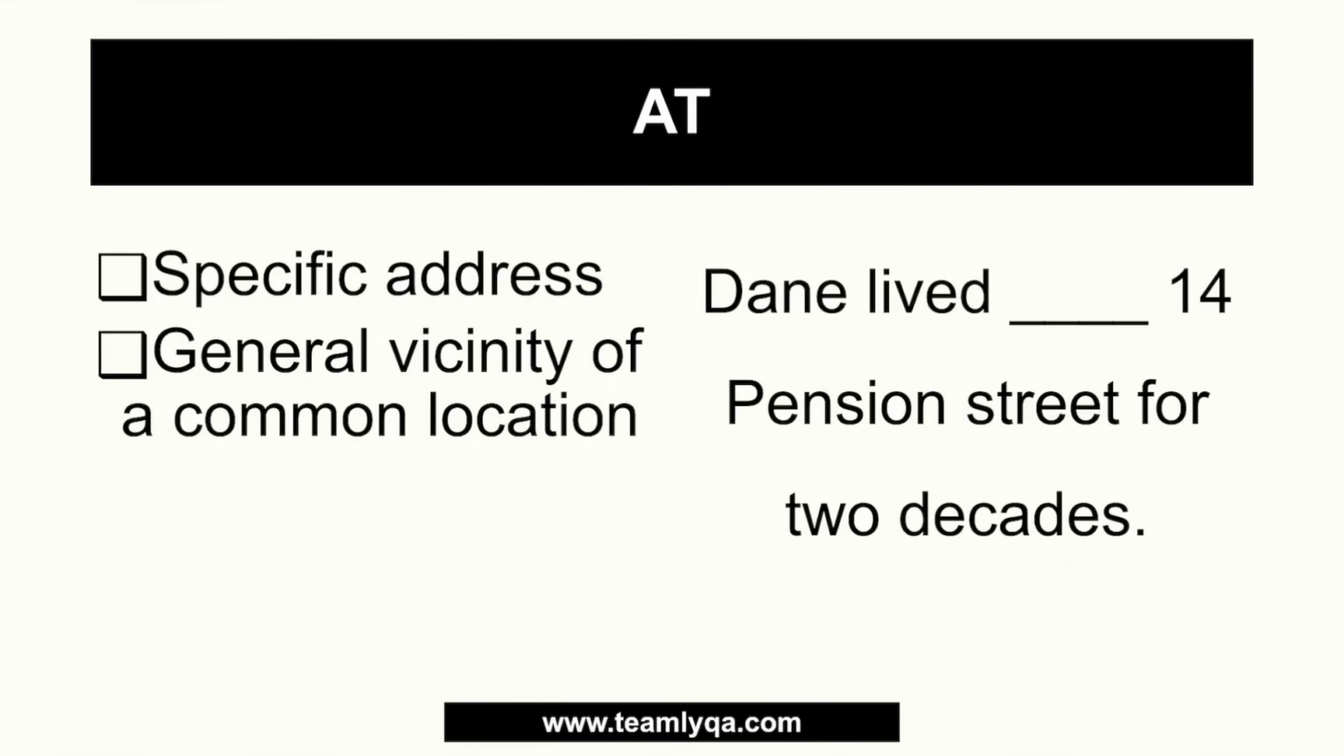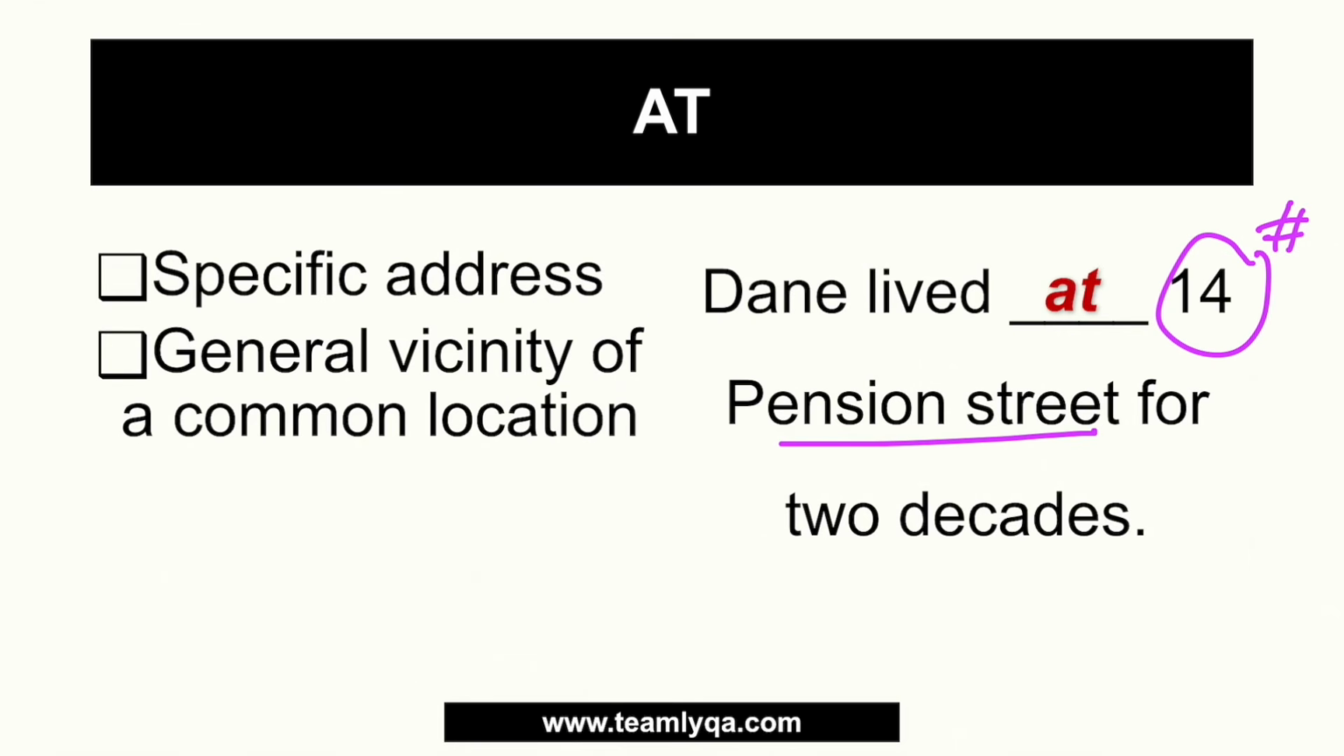So, example natin, sabi dito, Dane lived blank 14 Pension Street for 2 decades. So, again, kung Pension Street lang siya, it would have been on. Pero dahil meron nakalagay na 14, which is yung house number, we are more specific than before. In here, you use at. So, Dane lived at 14 Pension Street for 2 decades. Okay? So, if you think about it, again, specific house would be at. Yung street kung nasan yung house would be on. Kung city na pinag-uusapan at mas malaki pa doon, nagiging in.